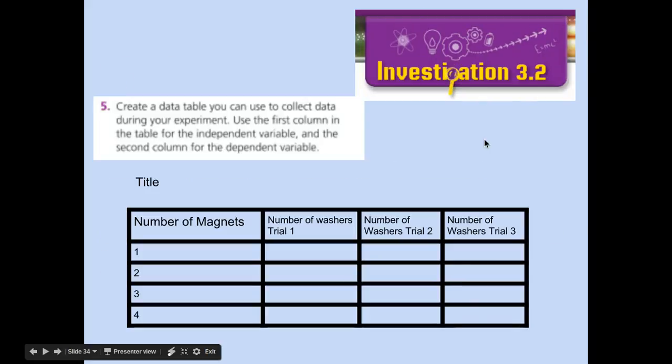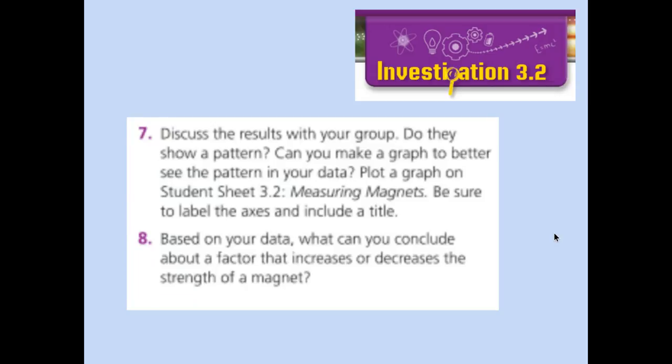Within Investigation 3.2, you're going to be asked to create a data table, and your data table should look something like this. It should show magnets and then how many washers it held in each trial. The reason we're going to do more trials is because you might mess up, and you're going to want to average those numbers to see if the number of magnets affects the number of washers.